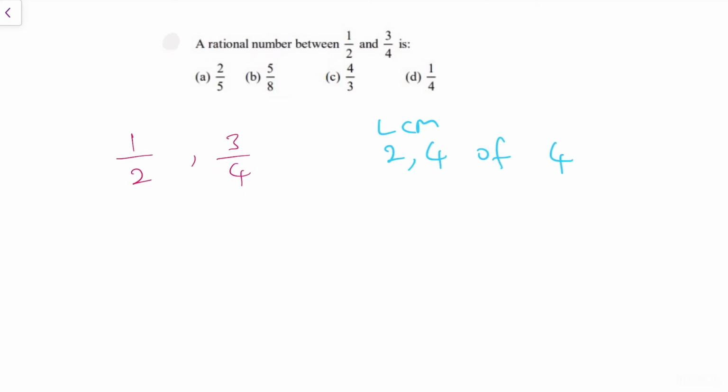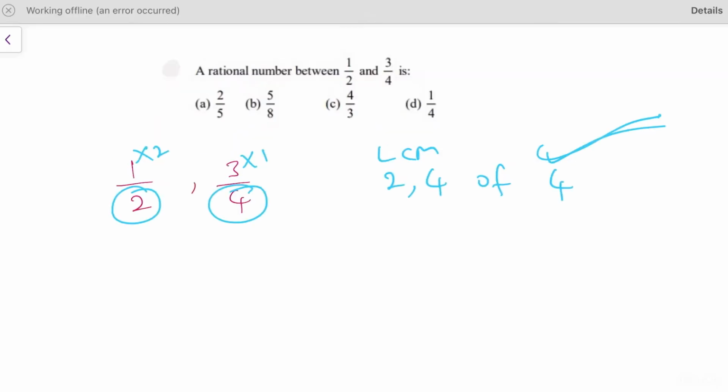Now, this is 2. So in the 2 table, where will we get 4? 2 twos are 4. So multiply that 2 here. Next, in the 4 table, where will we get 4? That is 1 four. So multiply that 1 here. Then what will we get? 1 two is 2 divided by 4, and 3 ones are 3 divided by 4.